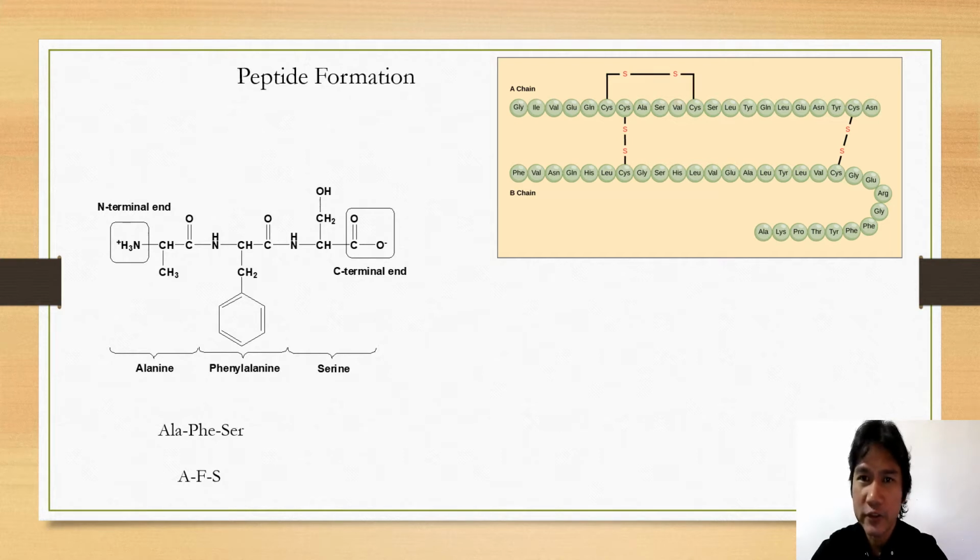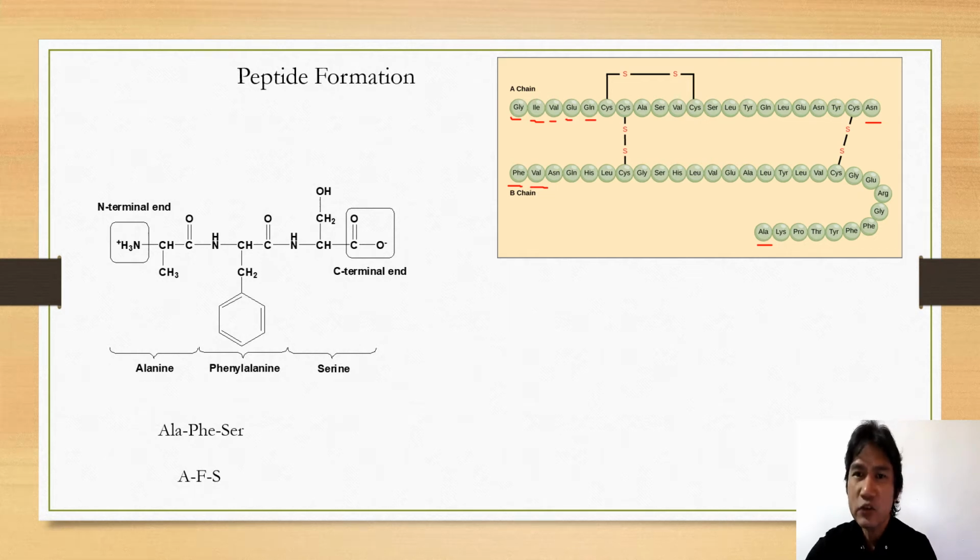As you can see in the picture of insulin, there are two chains, and from your left side to the right side, what appears are the following: glycine, isoleucine, valine, glutamic acid, glutamine, and so on. The rightmost amino acid is asparagine. And on chain B, you have phenylalanine, valine, and the last amino acid in chain B is alanine.